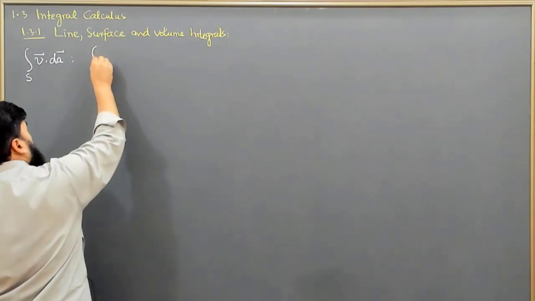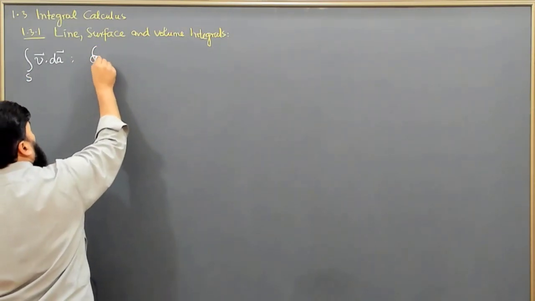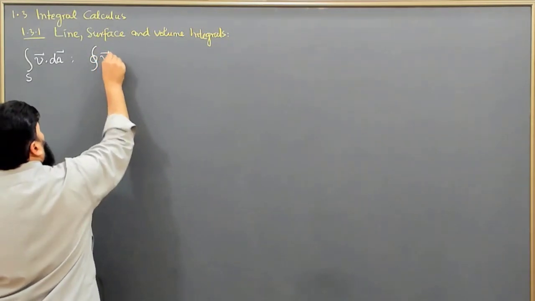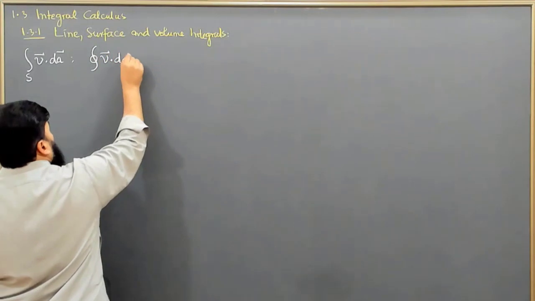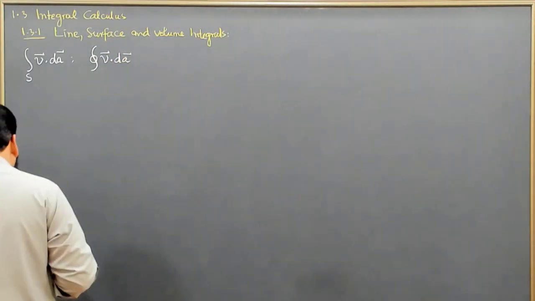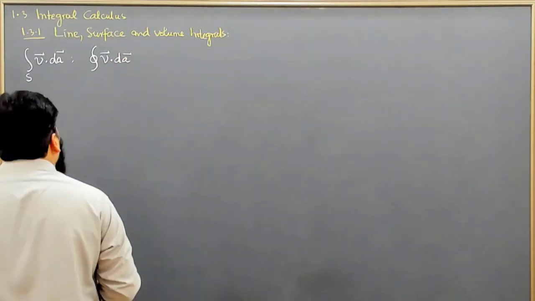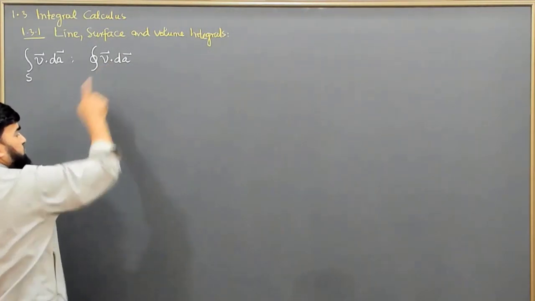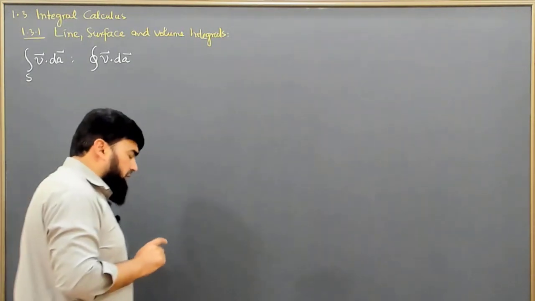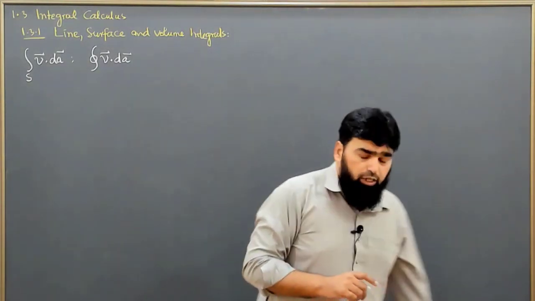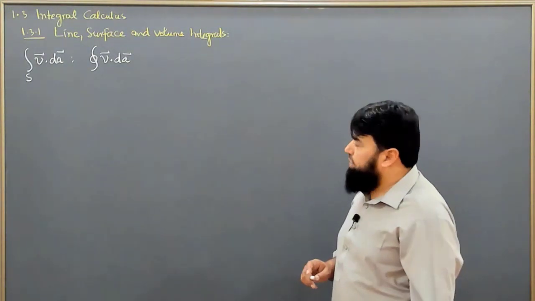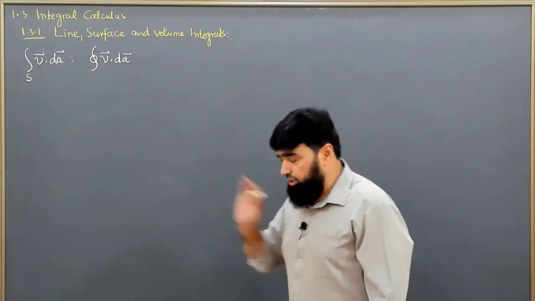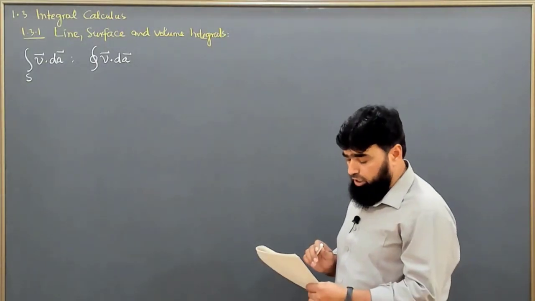If we are having specifically a closed surface, then we write a circle on the integral sign, and then v dot dA. This represents the dot product between the vector and the area element. So it is also called a flux integral, where the area is always cross-sectional to the vector quantity or to the function.